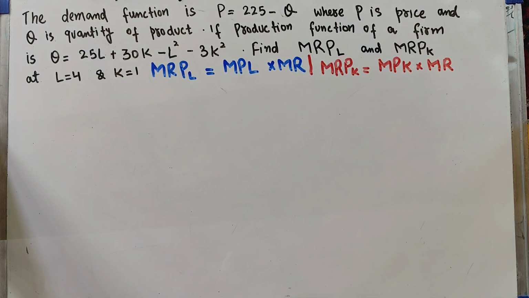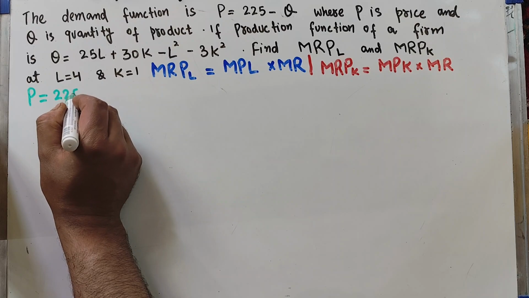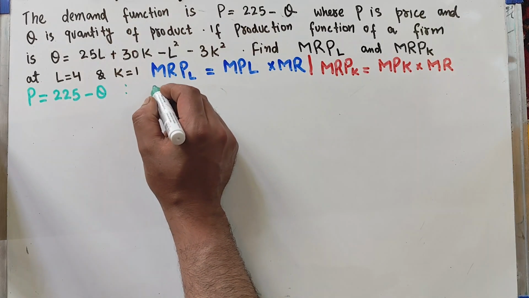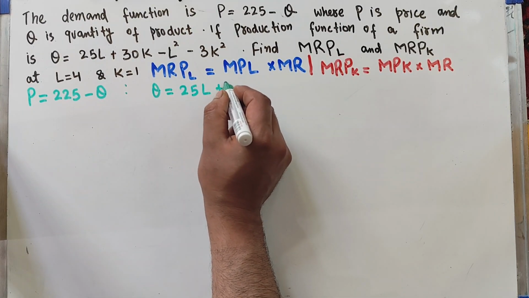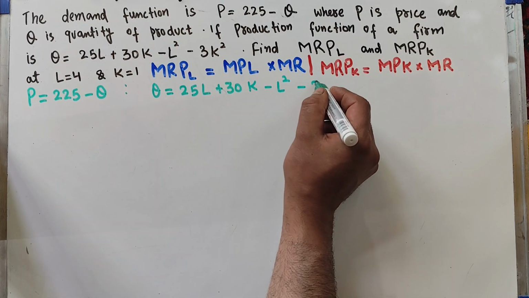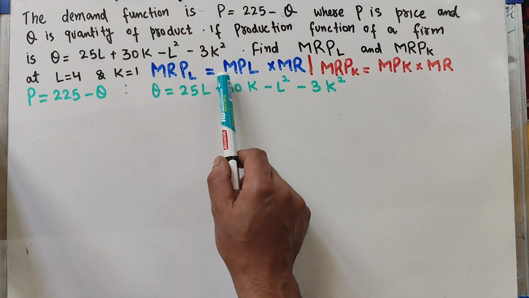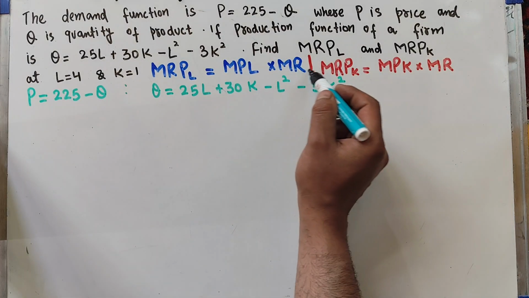Okay, and let us see what we are being given here. We are being given the demand function, that is the inverse demand function, P is equal to 225 minus Q. Also we are being given the production function of the firm, that is Q is equal to 25L plus 30K minus L square minus 3K square. Okay. So first thing is we should know what is the marginal product of labor and what is marginal revenue. Let's first find out the marginal revenue.